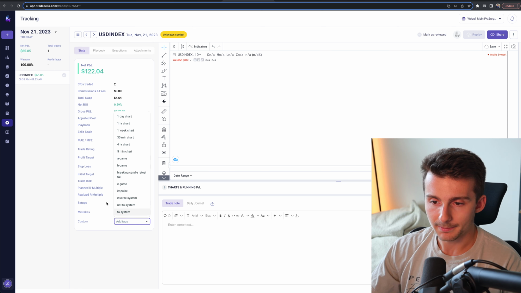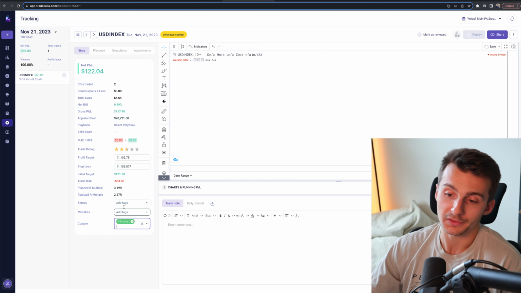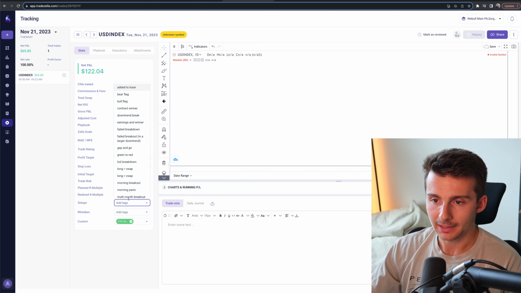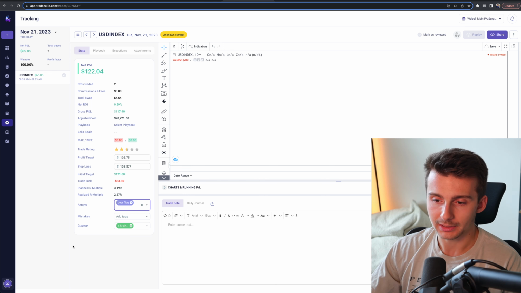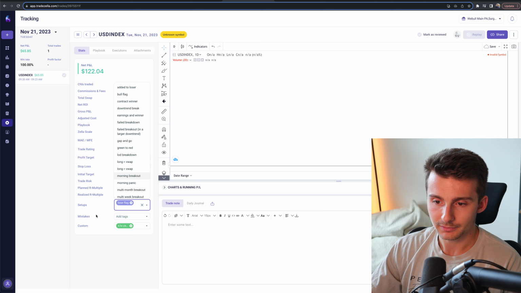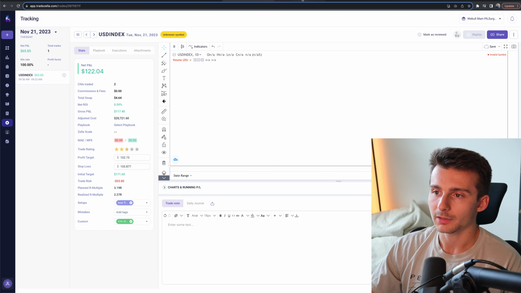So this I'm going to call a 4-hour chart setup. We'll cover that in a second. And this was a bear flag breakdown. Anything else I want to add in the setup section? I don't think so. No, that's really it. So pretty straightforward. Nothing too crazy on this one.